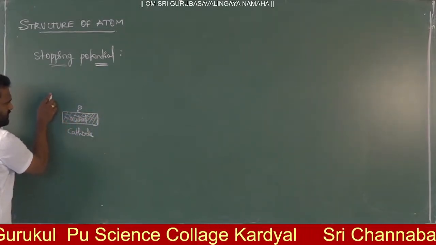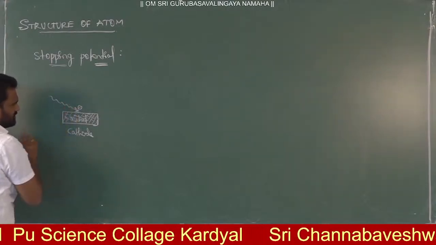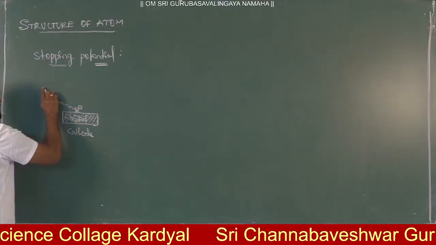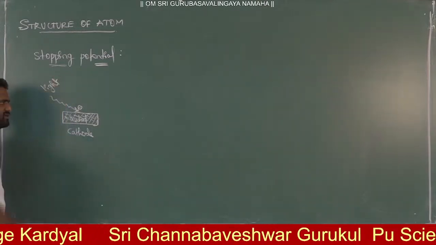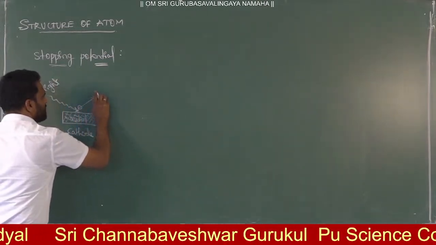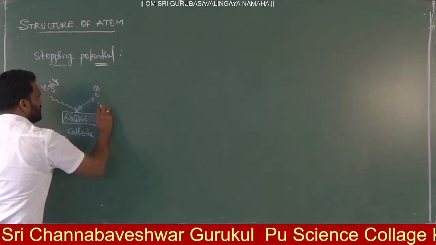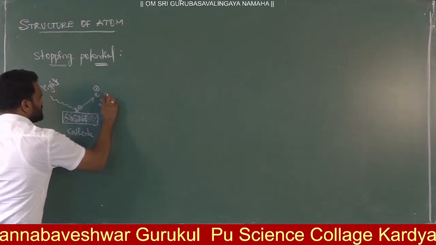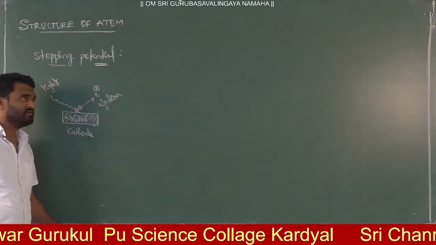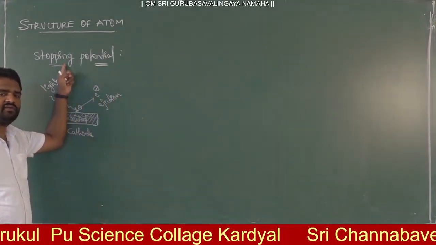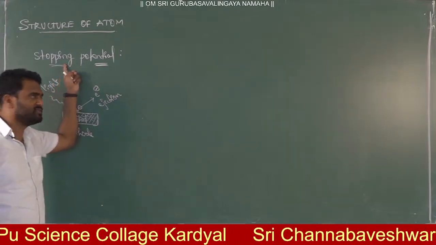Now, when we pass light, sunlight or any radiation, there will be an ejection of electrons. Electron ejection will take place. Here, what is stopping potential? How can you define stopping potential?